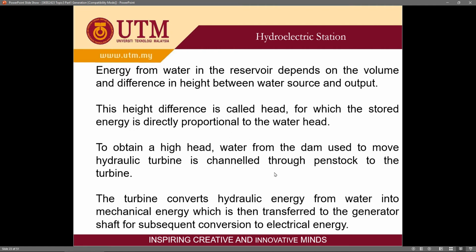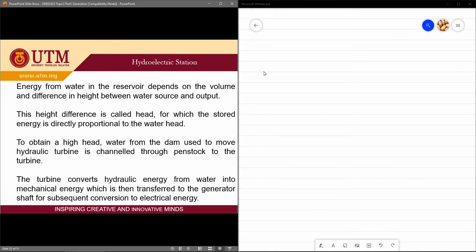The turbine converts the hydraulic energy from the water into mechanical energy, which is then transferred to the generator shaft for conversion into electrical energy. So there is no heat involved.